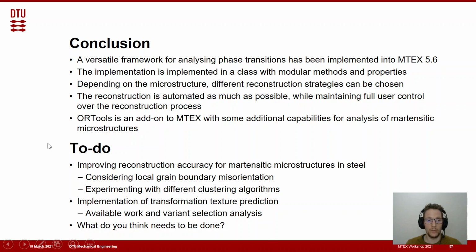And probably to do in the future, I've not really coordinated this with Ralph, but what I think should be done in the future is to improve the reconstruction accuracy for martensitic microstructures and steels. So I think the next speaker will talk a little bit about that. This is still a problem. We could do this by considering local grain boundary misorientations or experimenting with different clustering algorithms. We could do an implementation of transformation texture prediction. This is already possible in ORTools, but it would be cool to do this from ODF to ODF and also do variant selection analysis.